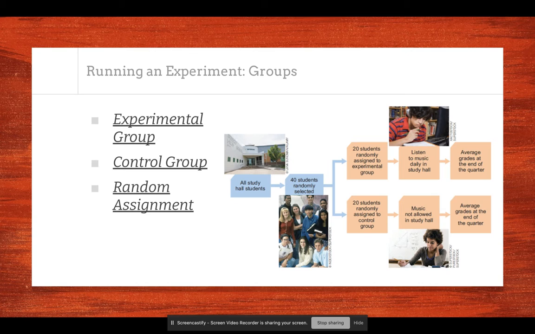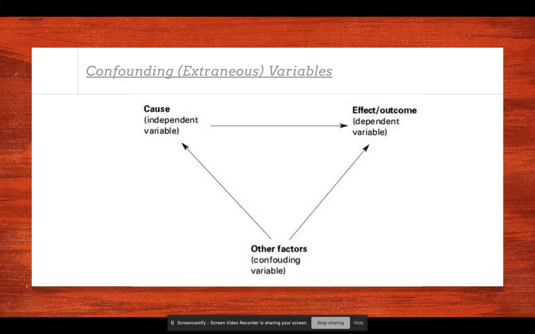And if you ever get to do your own psych studies, depending on how the world is by April of next year, you'll have to pay attention to making sure people are randomly assigned to your groups, because that way you can get rid of some of the differences between groups. One of the other things to keep in mind, and something that is mitigated by random assignment, is confounding or extraneous variables.